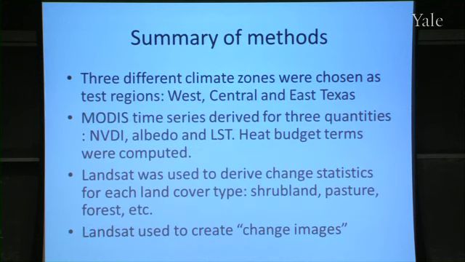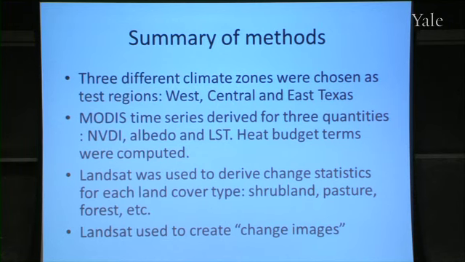So the methods I'll be using are these. We've already talked about the first one. I've identified 3 different climate zones across Texas to give us 3 different possible responses. We're going to use the MODIS data to derive time series for NDVI, albedo, and LST. Oh, and by the way, from that, we're going to do some computations of the heat budget terms as well to quantify this in a more useful way.